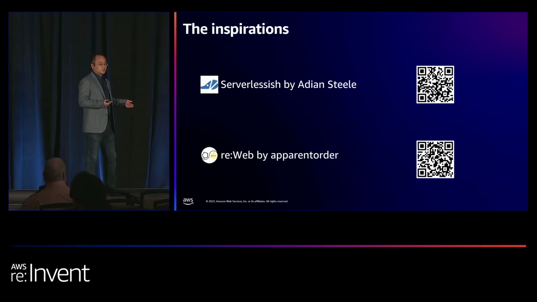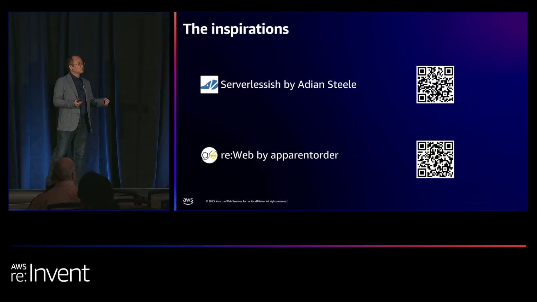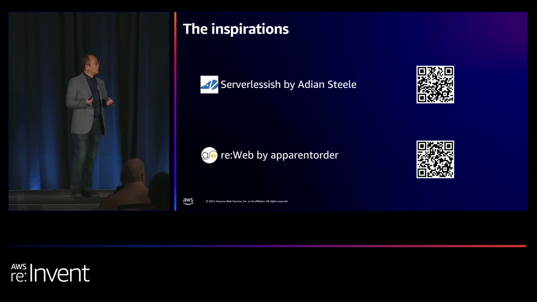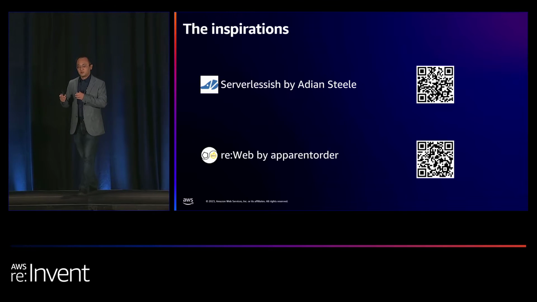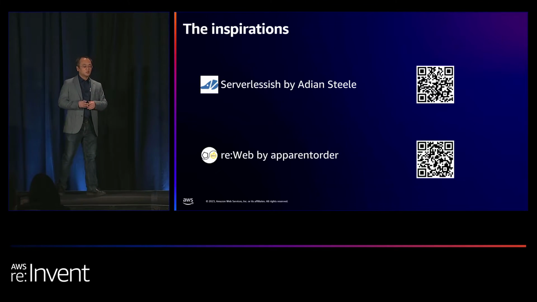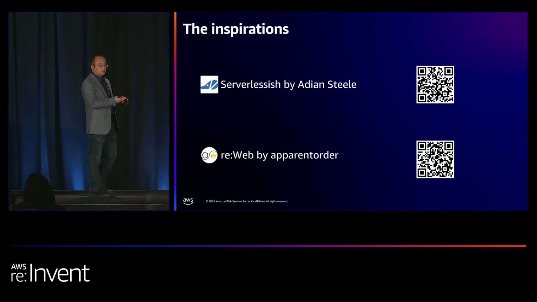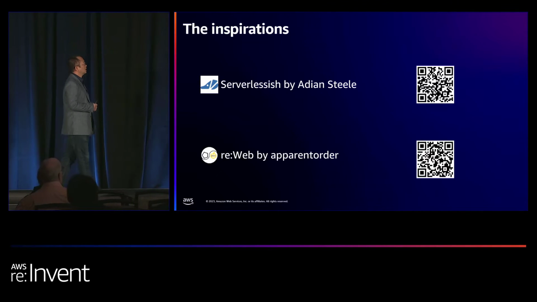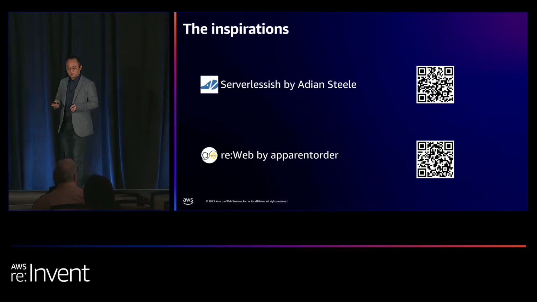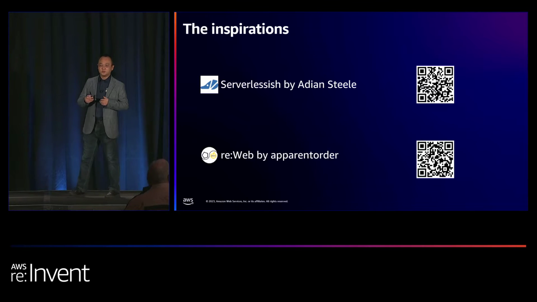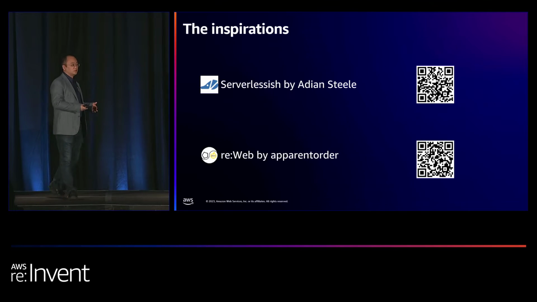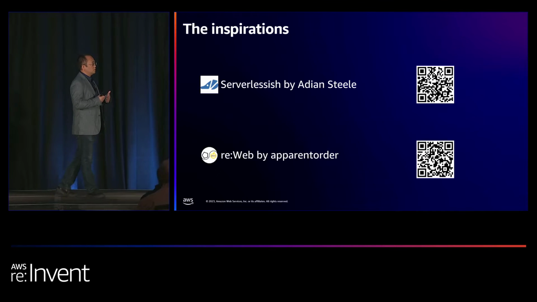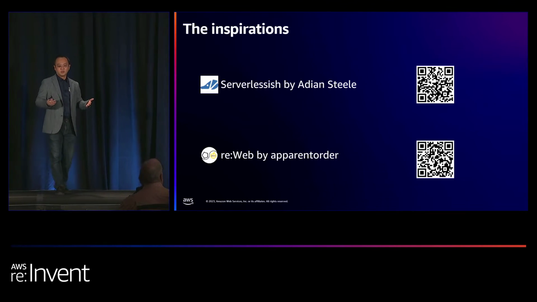But after several months, there were amazing proof of concept demos coming from Aidan Steele. He created a serverless-ish demo, which basically wraps a Golang web application in a Docker image and puts it in Lambda without changing that code. It was amazing to see that it is actually possible. And after a while, Apparent Order also created a project called ReWeb. It basically uses a slightly different approach to do a similar thing.